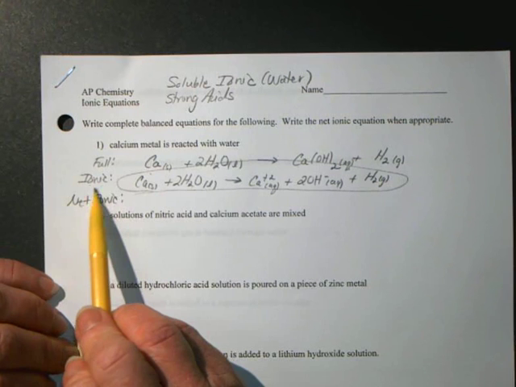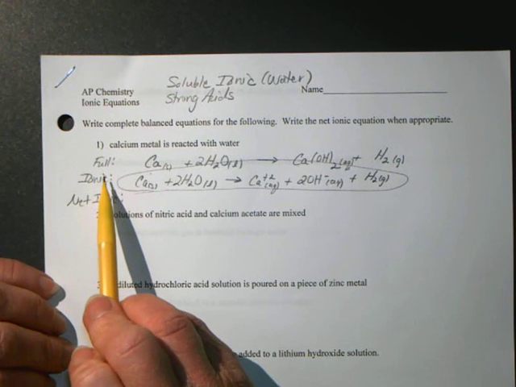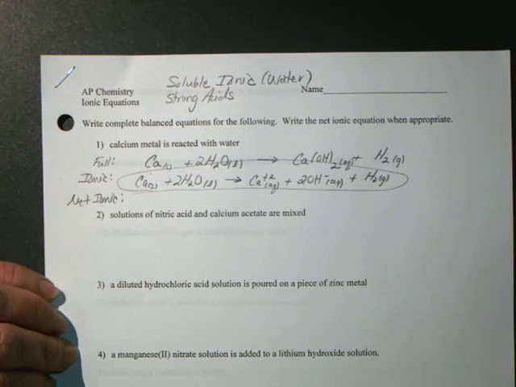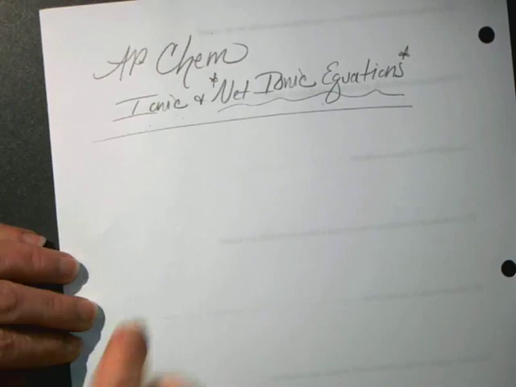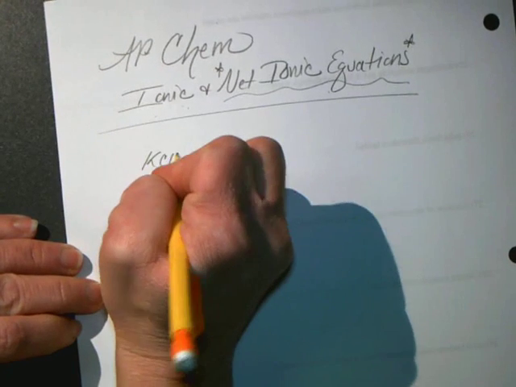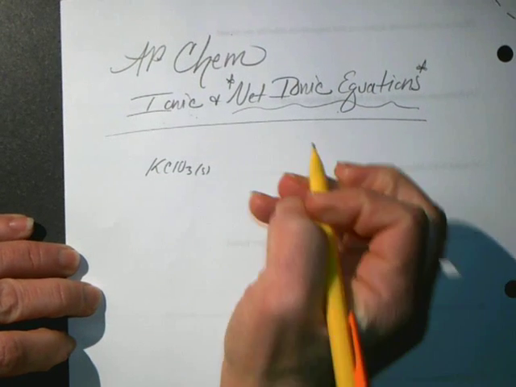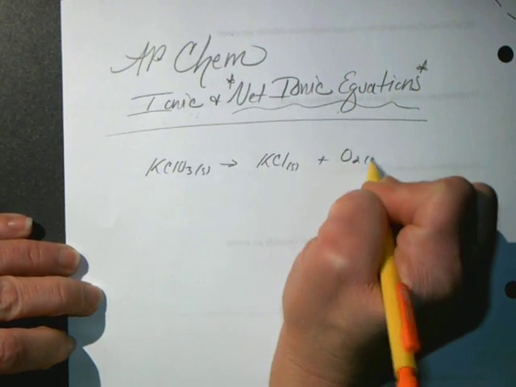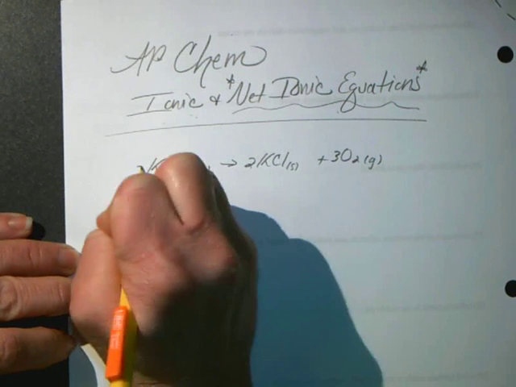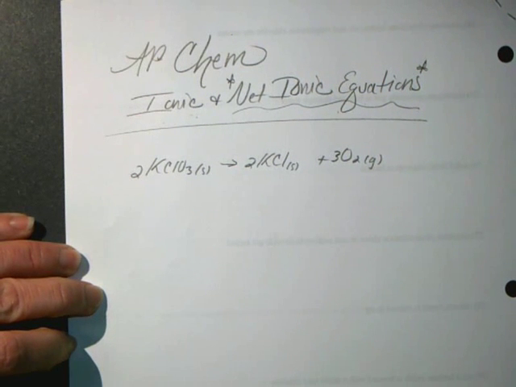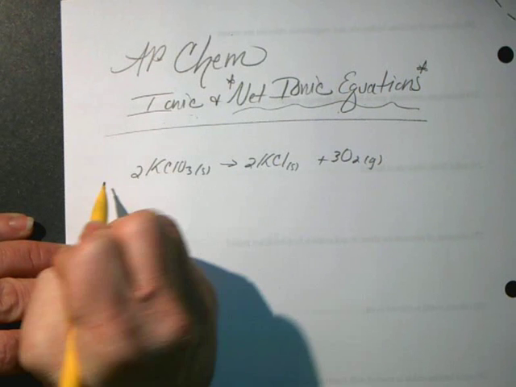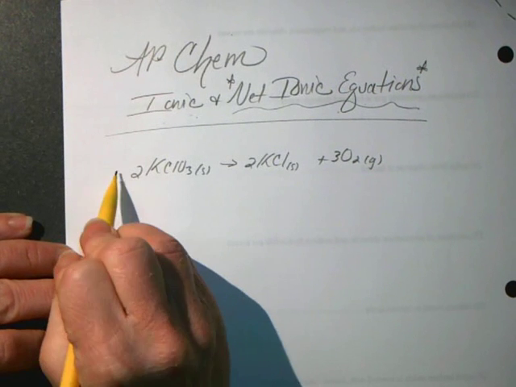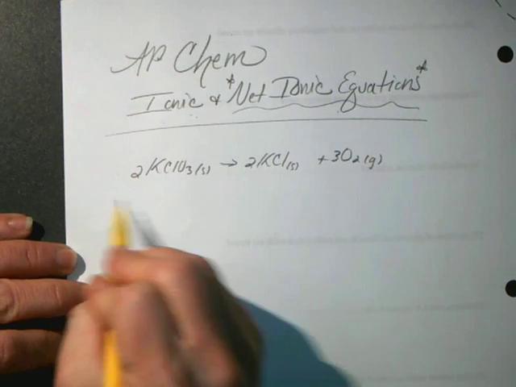Now, there's also a possibility that the full, ionic, and net ionic are all the same. For example, potassium chlorate decomposing to give us potassium chloride and oxygen gas. Nothing here is existing in ion form. So it's not that we don't have an ionic or a net ionic, just the ionic and net ionic are all the same.